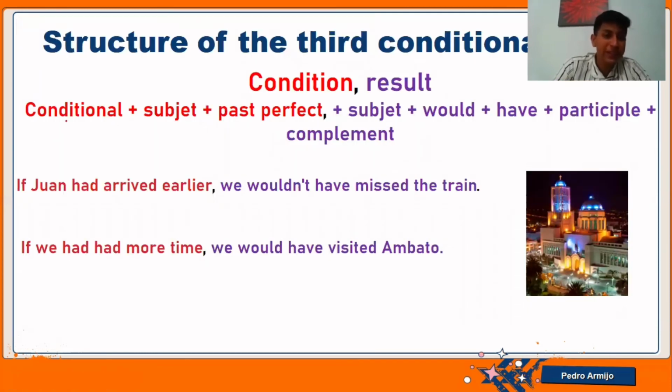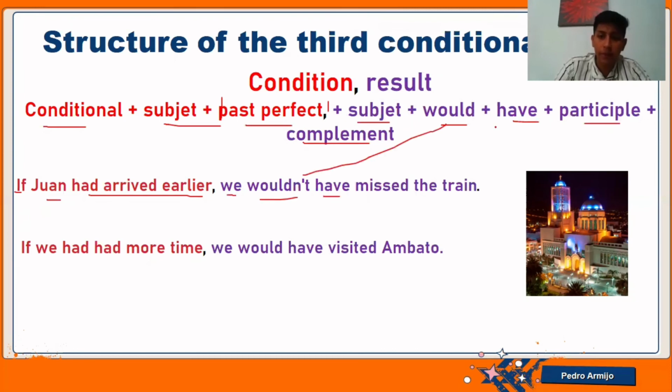The structure is: if, subject, past perfect, comma, subject, would, have, past participle, and complement. For example, if Juan, the subject, had arrived earlier, which is past perfect, we, the subject, would have missed, a verb in past participle, the train, which is a complement.